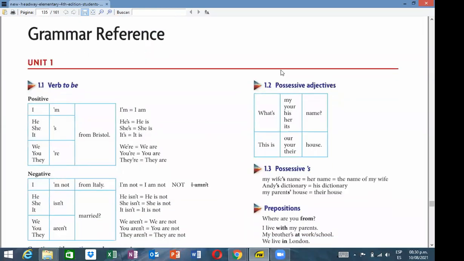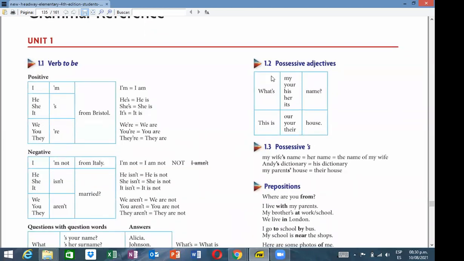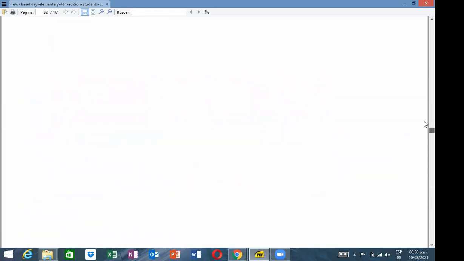Okay, here we have possessive adjectives. We also have a chart and examples. For example, what's my name? What's your name? Questions, right? What's his name? What's her name? Some examples with possessive adjectives. And also this is our house, this is your house, right? That part is divided into groups, plurals and singulars. Okay, that's it. Now let's go back to the lesson because we have to check another activity.